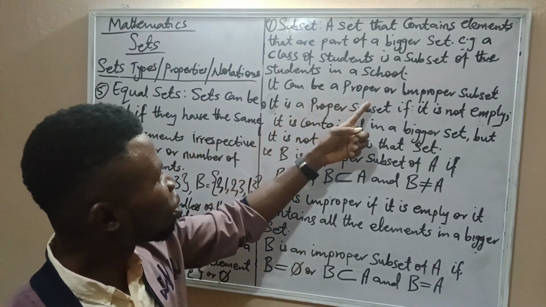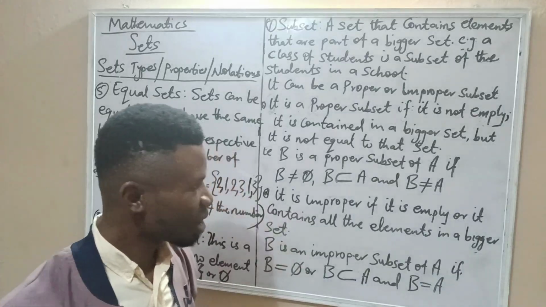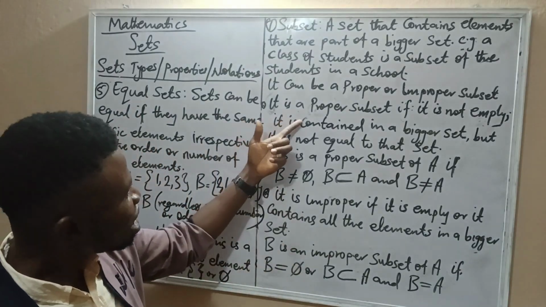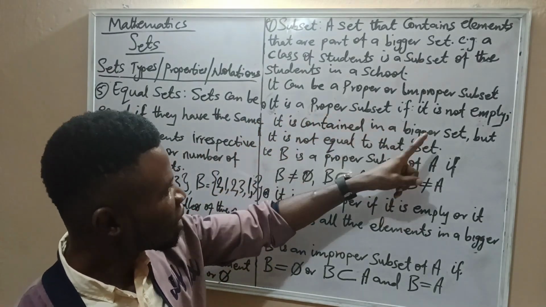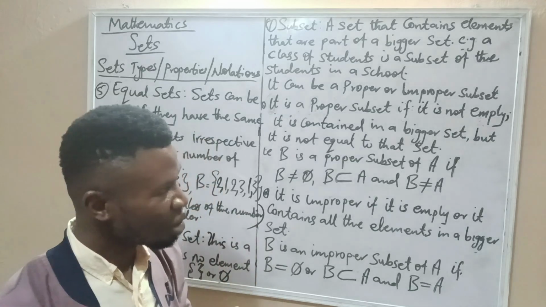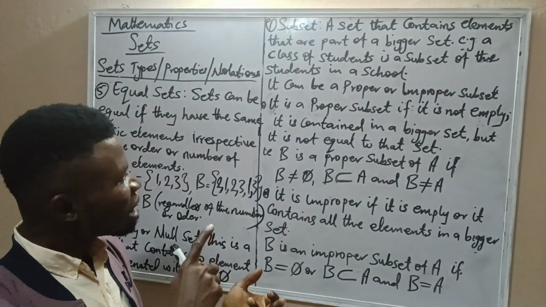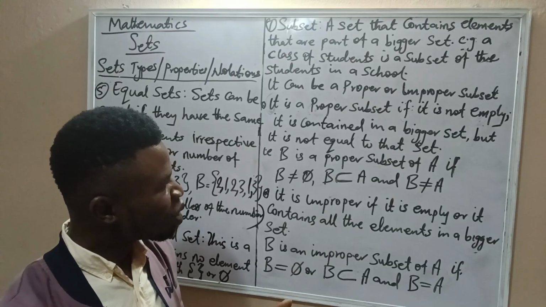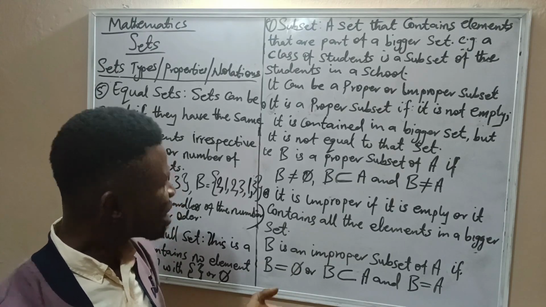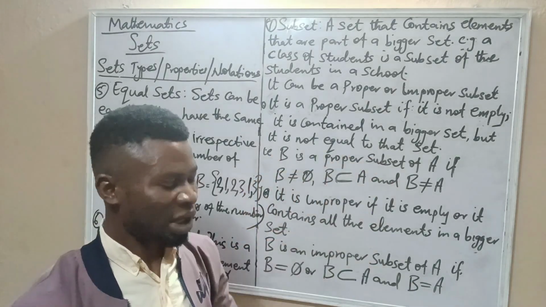Now it can be a proper or improper subset. Of course, it is a proper subset if it is not an empty one. It is contained in a bigger set too, but it is not equal to that bigger set.